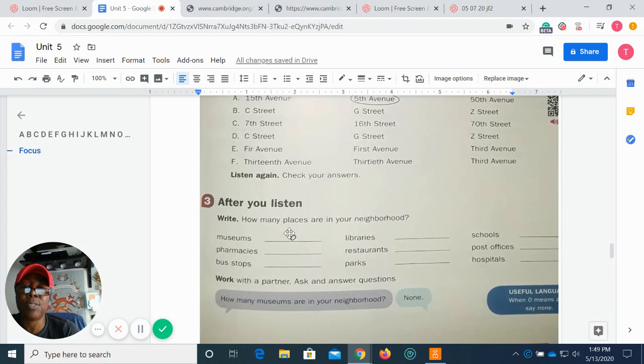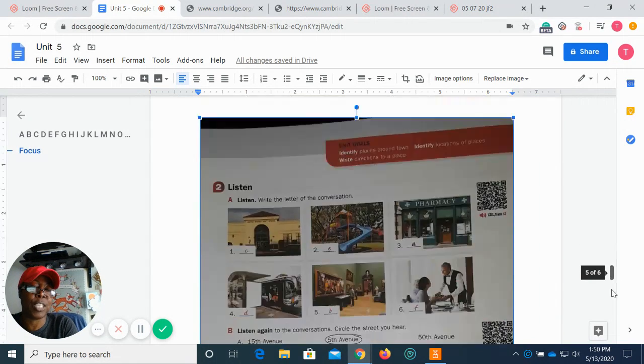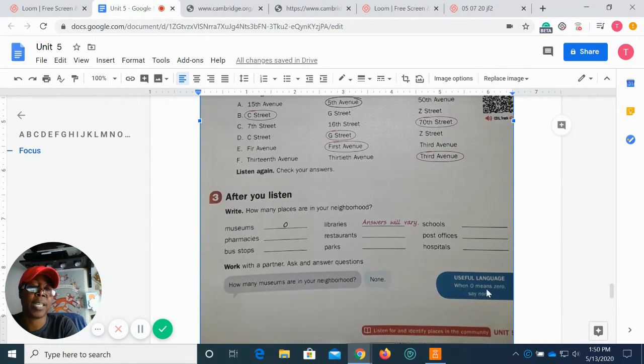And then I want you to notice right here where it says 0. Usually, if you have 0 museums in your community and someone says, how many museums do you have in your town? We won't say 0. We would just say none, right? You'll notice right over here in the useful language section, it says, when 0 means 0, we say none, okay? So how many museums are in your neighborhood? Repeat after me.